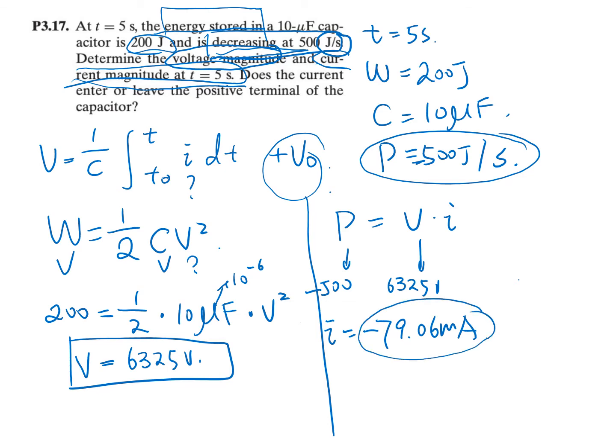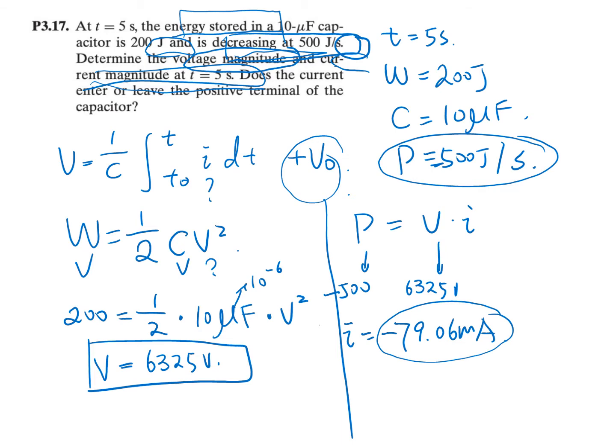Well, now we get a negative current value. What does a negative current mean for a capacitor? Well, if the current value is negative, it means that the energy is decreasing, so that the current flows in the opposite direction, and the current is flowing out of the positive end.